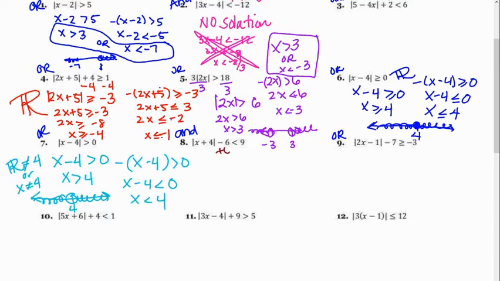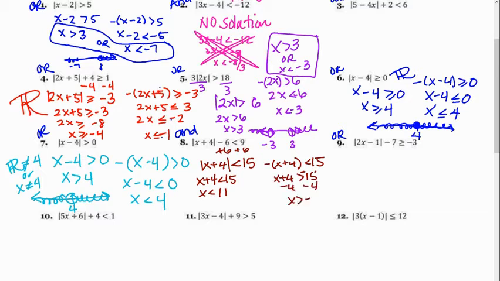For number 8, I need to add 6. Isolate the absolute value first. And let's see, 15. And then go ahead and do your two sides. 11, not 9. And then negative. And I'm going to divide by a negative number, so my sign switches. X is greater than negative 19.